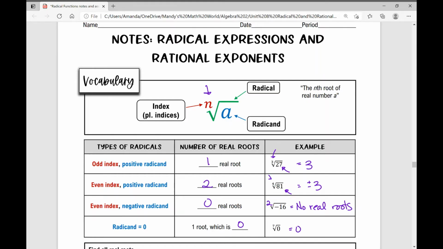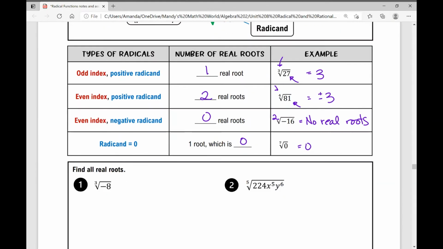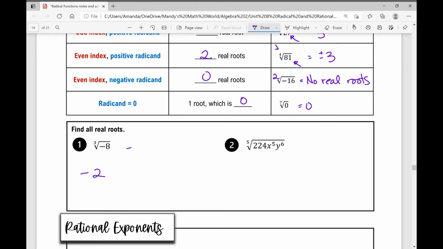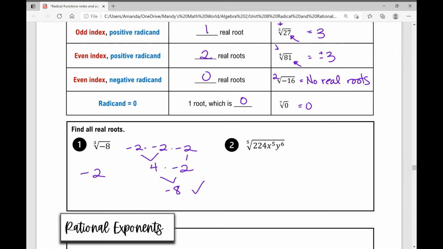So let's move on and find all real roots in these examples. The cube root of negative 8 in example number 1. The cube root of negative 8 is going to be negative 2. And why is that? Negative 2 times negative 2 times negative 2. Negative 2 times negative 2 is 4. 4 times negative 2 is negative 8. So we've checked. The cube root of negative 8 is negative 2.